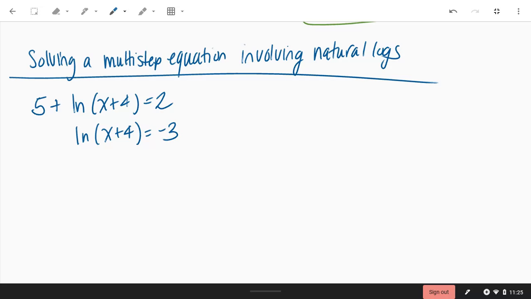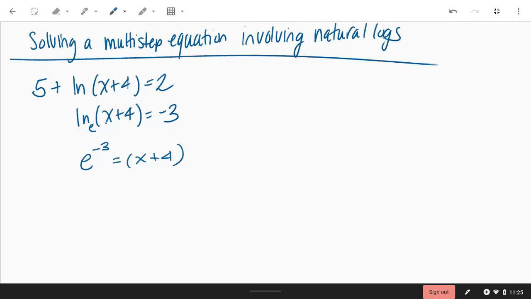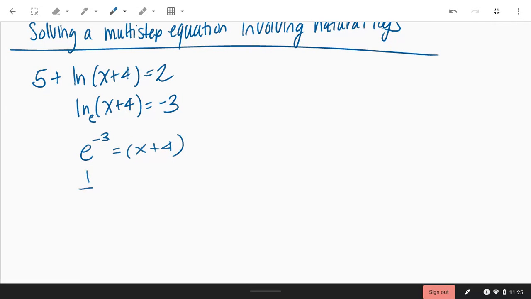Okay, and now when we put it in exponential form, just remember that base is e. So e to the negative 3 is x plus 4. Okay, it looks like they're going to let you use your calculator for this, to just do e to the negative third on your calculator. If you didn't have a calculator, this would be 1 over e cubed equals x plus 4. And then we can subtract 4. So x would be 1 over e cubed minus 4. But it looks like they're going to let you use your calculator, so you should get negative 3.95.